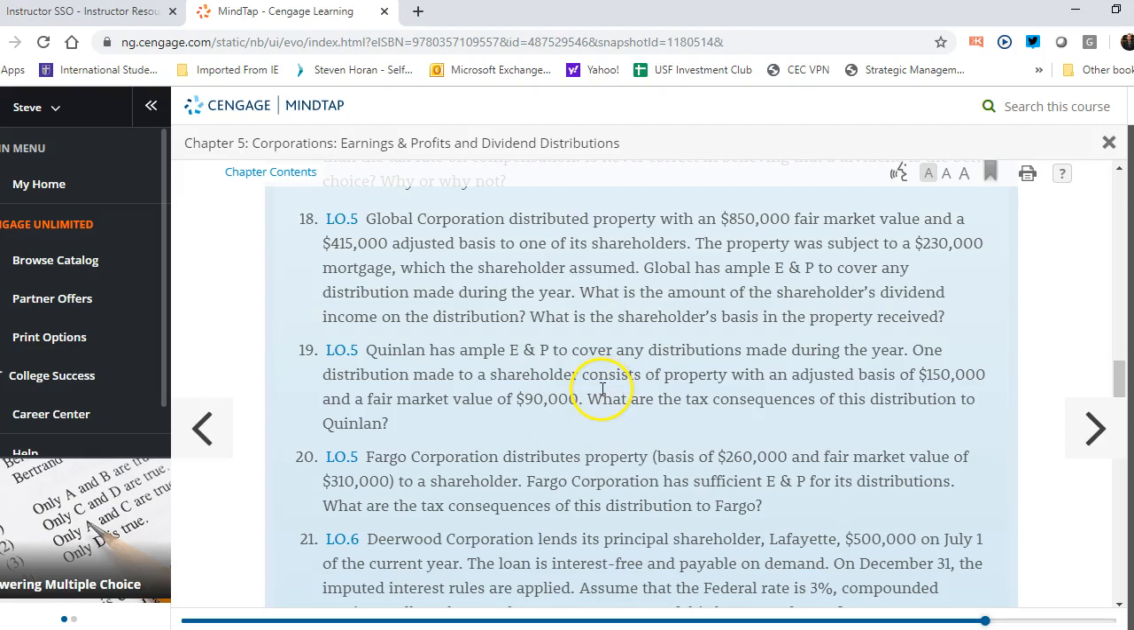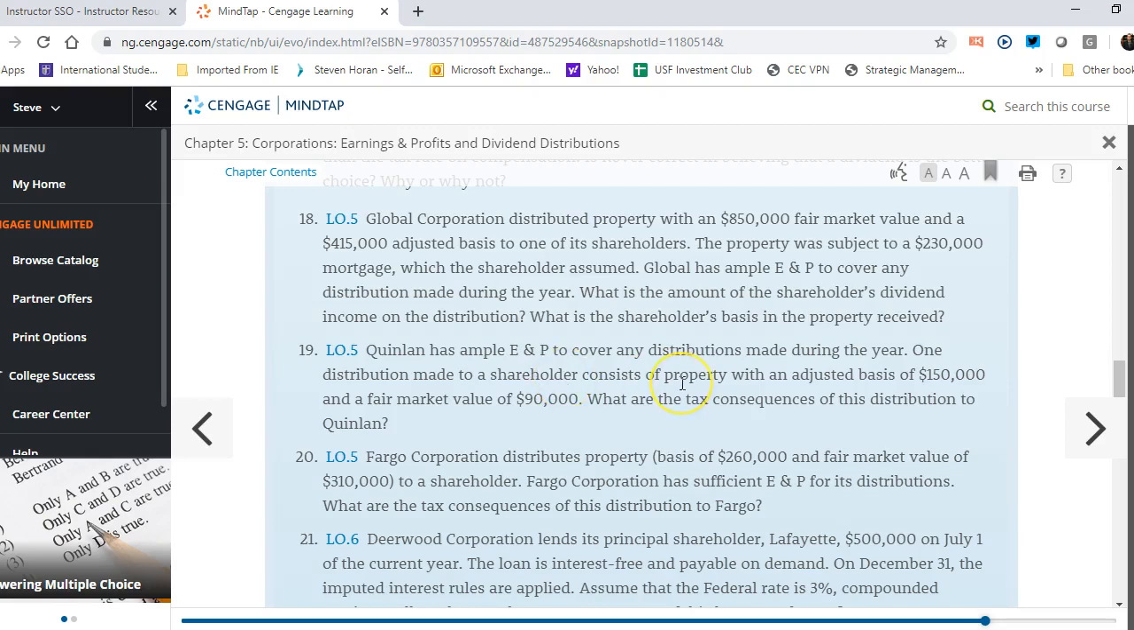Okay, so sell to an outside third party. That would generate a $60,000 capital loss. Take the $90,000 cash received from that sale, and then pay a cash dividend to the shareholder. Okay, that's really what should happen. That way, Quinlan gets the benefit of the capital loss.